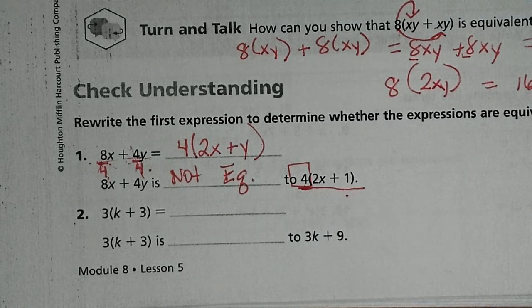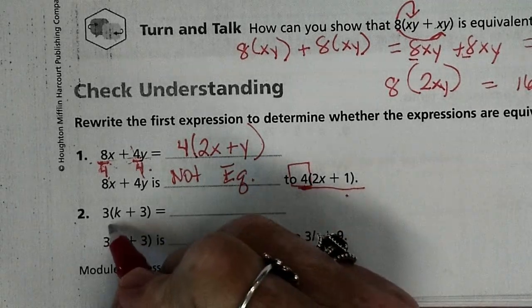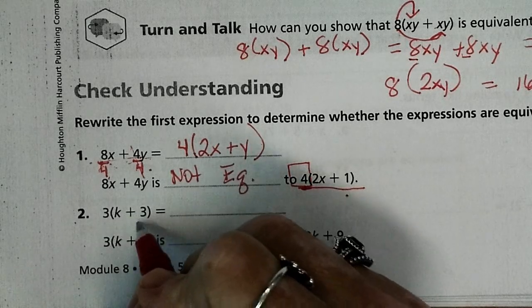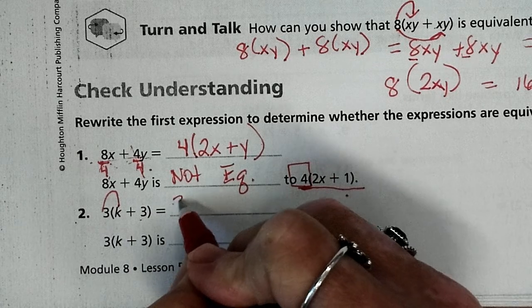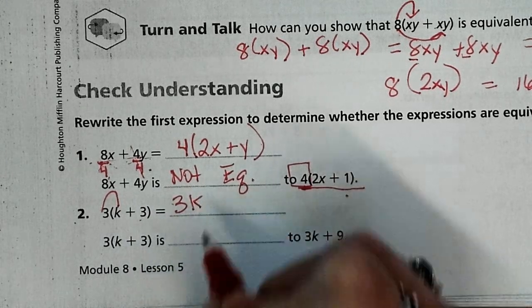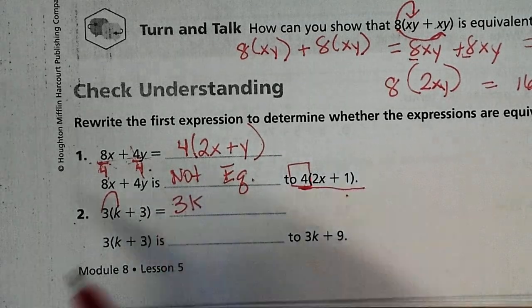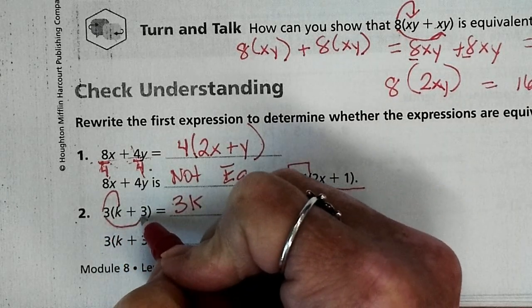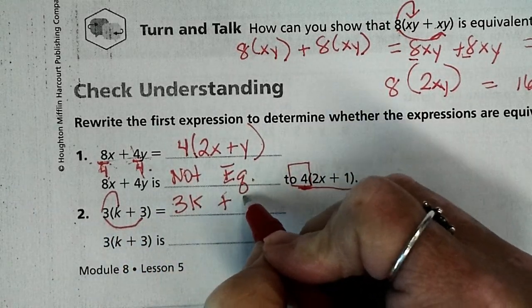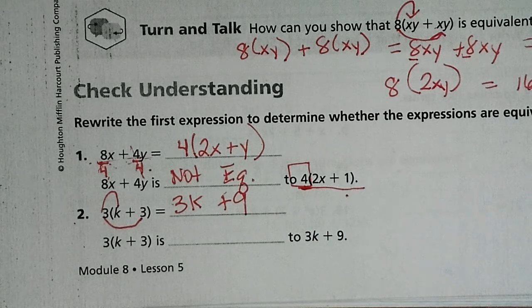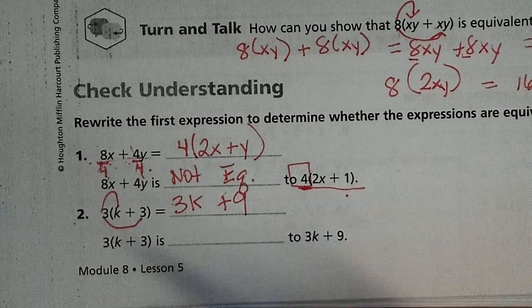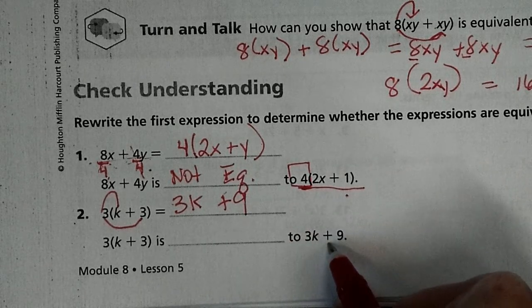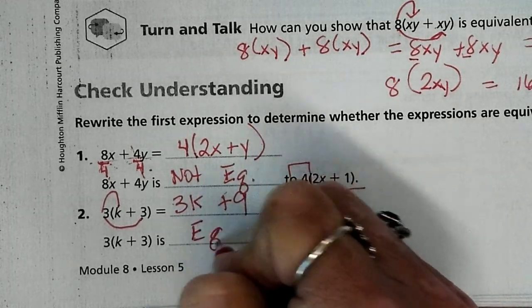Okay, so what about number 2? It's distributive, right? Anytime there's a number outside the parentheses, I distribute. So 3 times k is 3k, and 3 times 3 is 9. So is that equivalent to this? Yes. Equivalent.